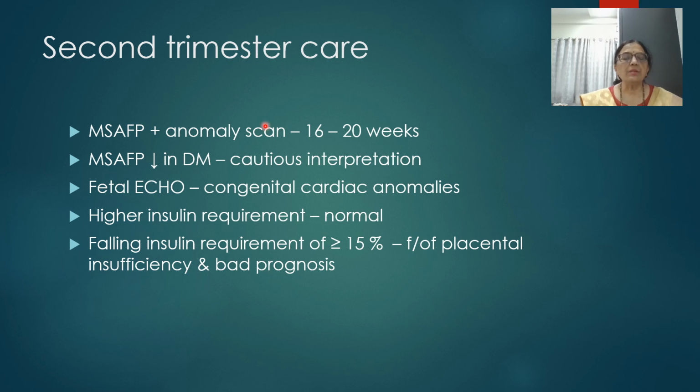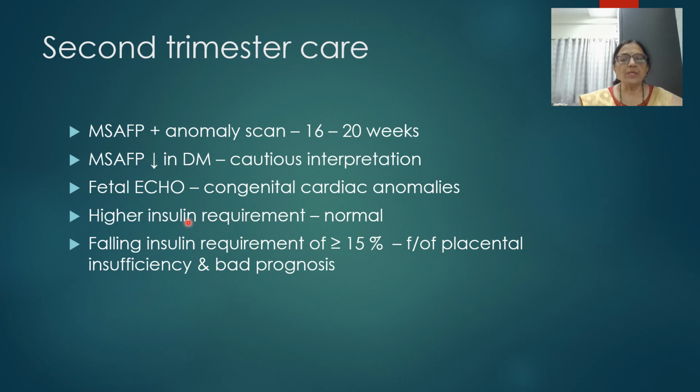In the second trimester, maternal serum alpha fetoprotein plus anomaly scan is done from 16 to 20 weeks of pregnancy. But again, maternal serum alpha fetoprotein level in diabetic mothers is reduced, and we need to be cautious while interpreting the report. Fetal echocardiogram is indicated to rule out congenital cardiac anomalies, which is usually done from 20 to 24 weeks of pregnancy.